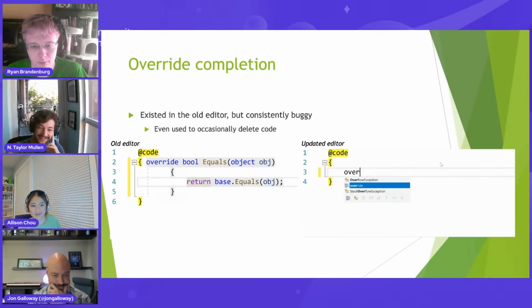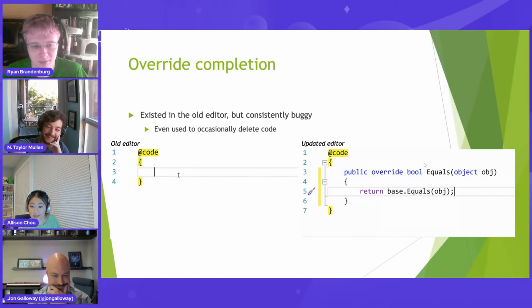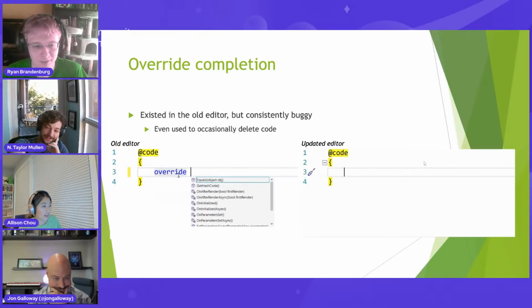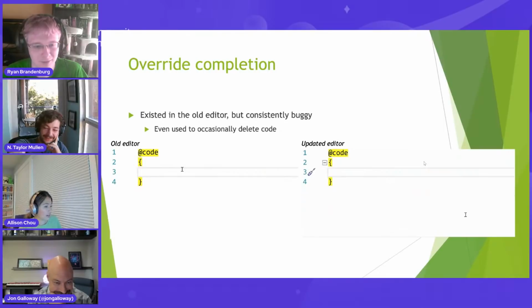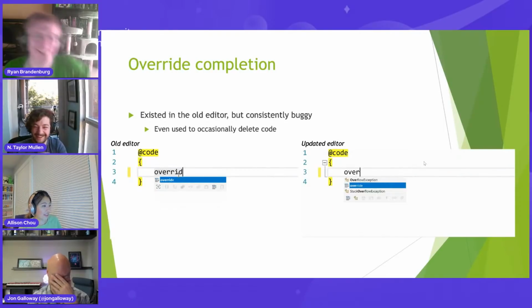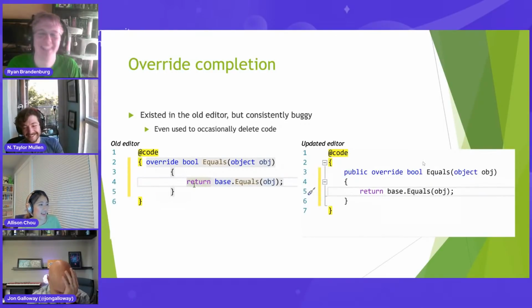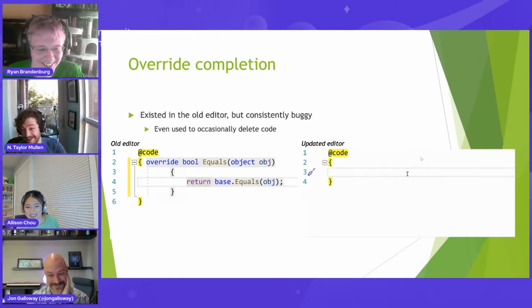Oh my gosh, Allison, I just realized, look, on the left one, in the old editor, it's actually broken code. It's not even valid, right? There's no public in front of it. I didn't even realize that was the case. Oh yeah, I didn't realize that either. Oh geez. Well, hey, we fixed it.